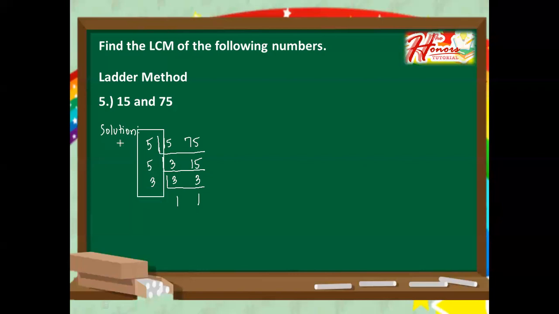So we have here 5, 5, and 3. So therefore, we have here 5 times 5 times 3. This is for the LCM. So let's start. 5 times 5, that's 25, times 3. So 25 times 3, that is 75. So the LCM for these numbers is 75.